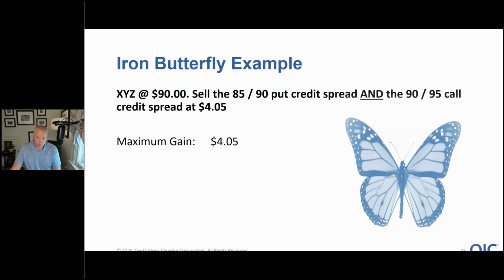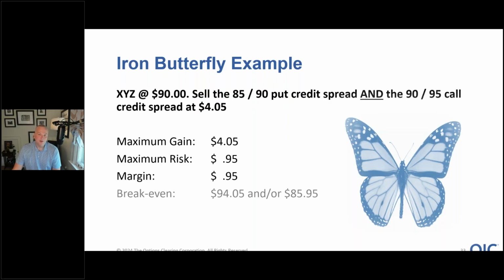You're taking in 405. That's your max gain. Your max risk is going to be, again, the difference between the two strikes of one or both of those spreads, minus what you've taken in already. In this case, you've taken in 405. The most those call spreads or put spreads can be worth is 5. So your max risk is going to be 95. In this case, your actual margin might be 95 cents, and your break even is 95 cents on either side of the 90 strike.